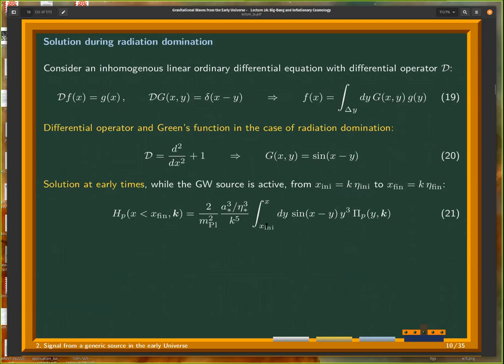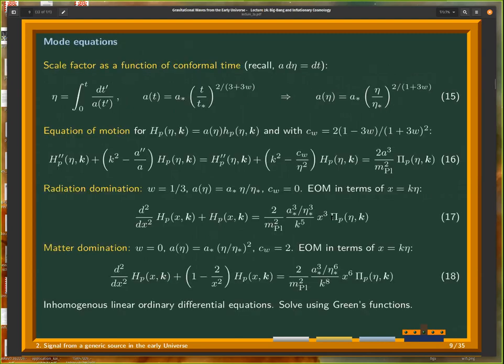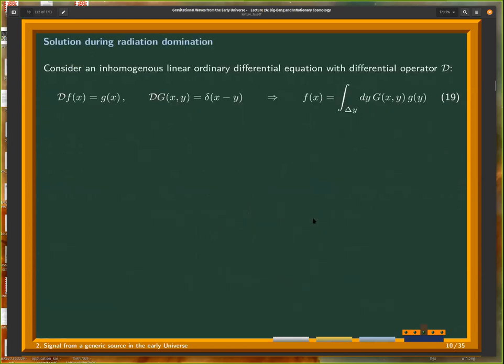The integral begins at some initial time when the source becomes active. And this solution is valid for all values of x that are smaller than some final value of x. So the final value of x is the time when the source becomes inactive, when it shuts off. All right. And up to this time, this is the full solution of my equation of motion. Now we can imagine that the source becomes inactive, that it shuts off at some time. And then this equation of motion just becomes a homogeneous differential equation. So I just have a zero here on the right-hand side.